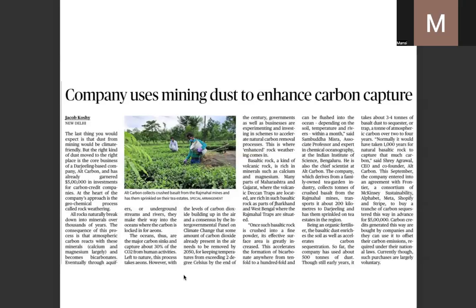Oceans, thus, are the major carbon sinks, and ocean acidification is also increasing with this. 30% of the CO2 from human activities is stored in oceans.